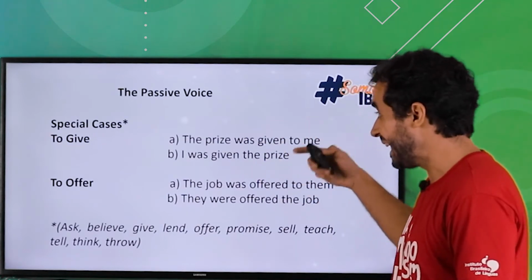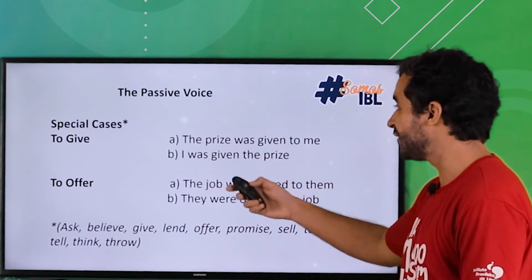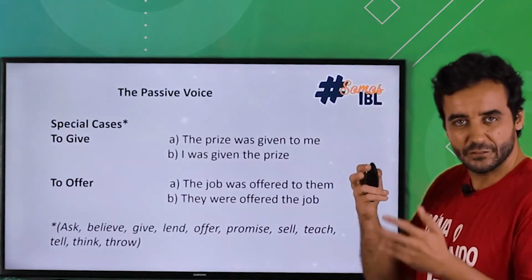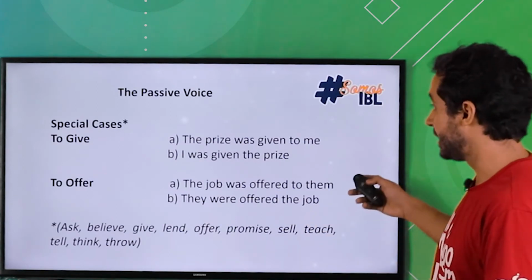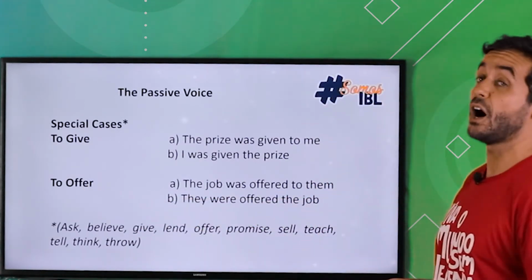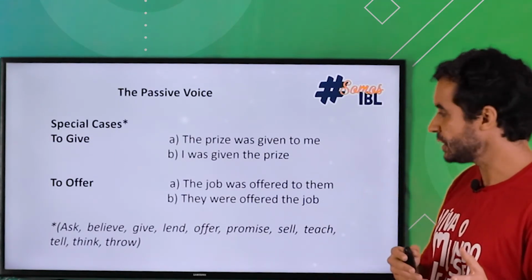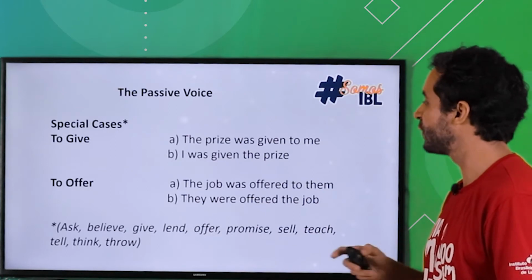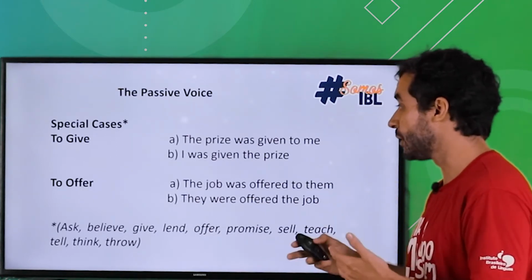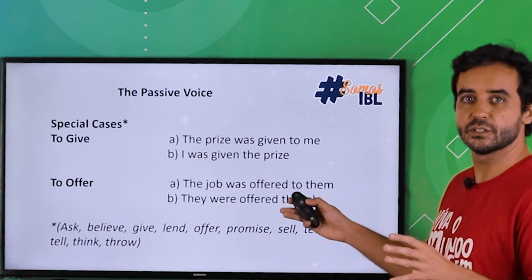So you will end up getting the next sentence. So I was given the prize. Okay, so you have two different ways of saying the passive voice. That's nice. Let's take a look at another example with offer. Okay, so the job was offered to them, right? Try to switch places, right? You will end up having something like they were offered the job. Two great ways of saying the passive voice, right?